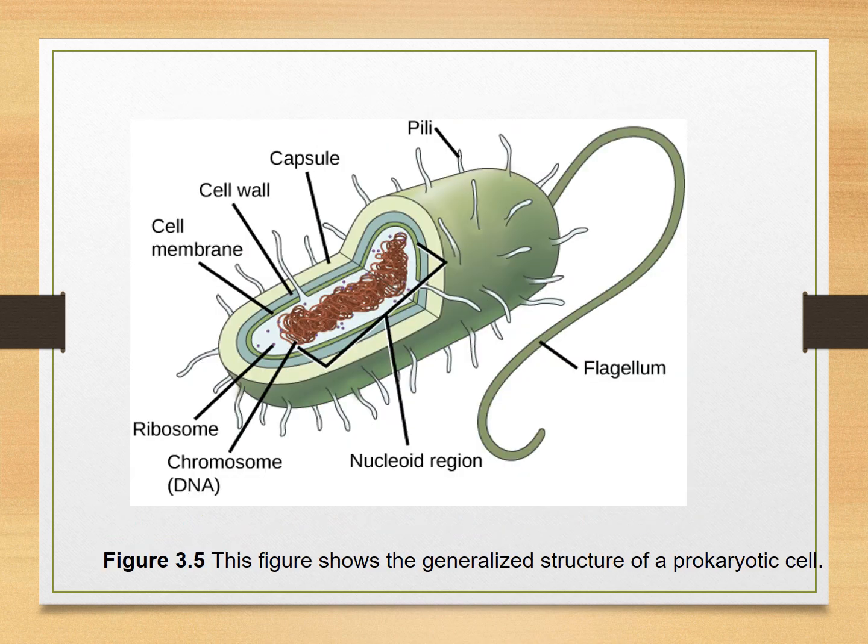This image is showing a generalized structure of a prokaryotic cell. And you can see that it has DNA, as all living things do, but it's not found within a nucleus. The word nucleoid means resembling a nucleus, which means it's located in a similar area where you'd find it in a eukaryotic cell, but again, there's no membrane surrounding it.